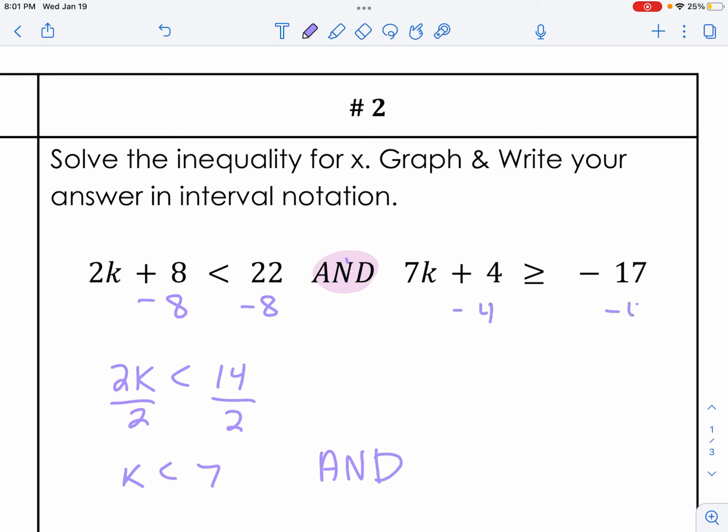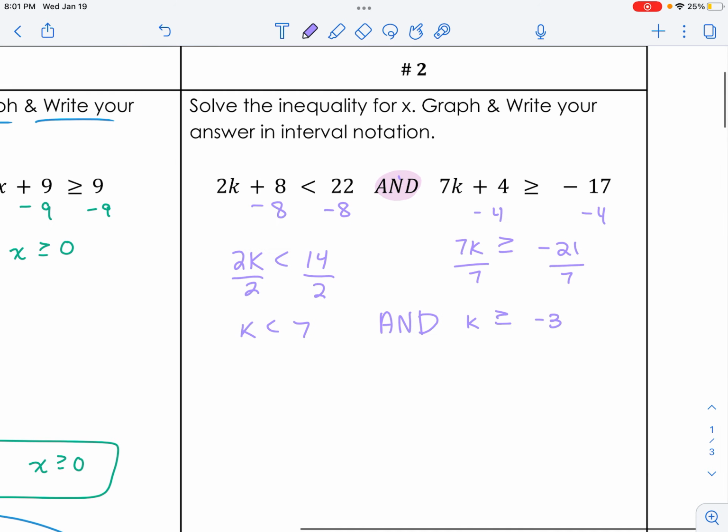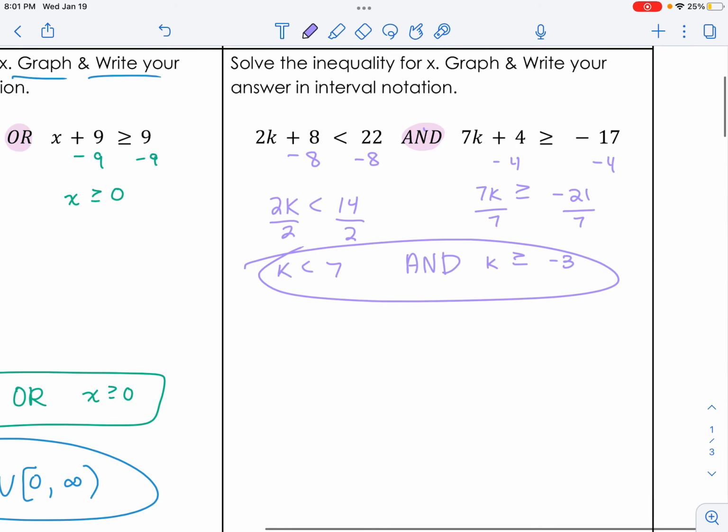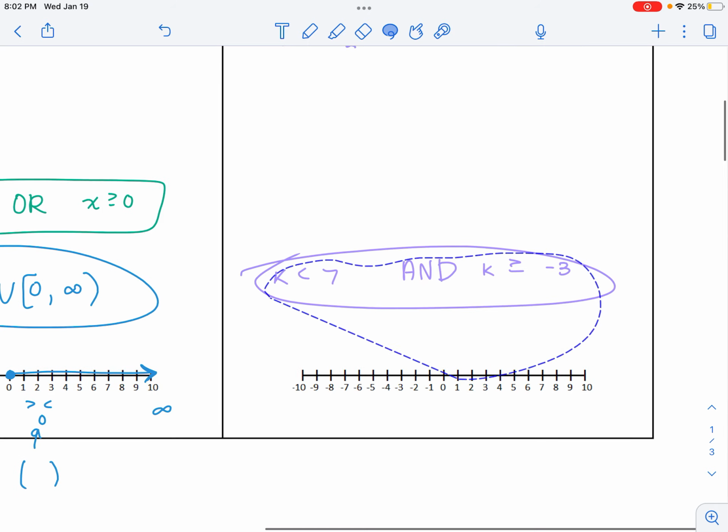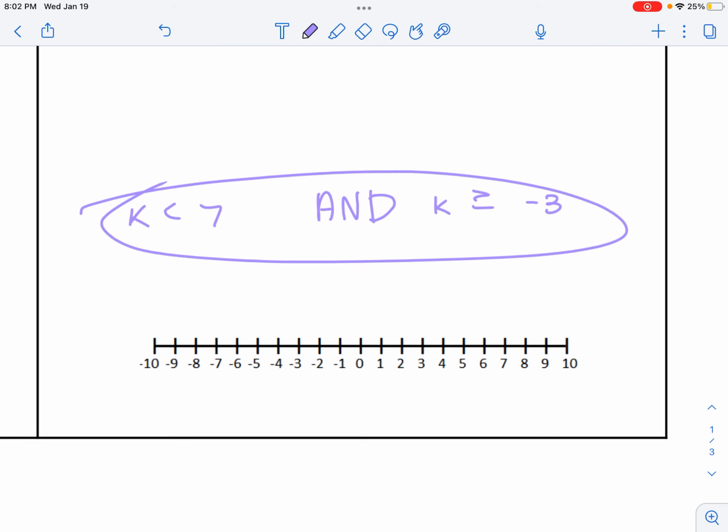Now I'm going to subtract 4 from both sides. I get 7k is greater than or equal to negative 21. Divide by 7 on both sides, so k is greater than or equal to negative 3. This, again, is a great place to be. I've solved my inequality. So what I'm going to do is drag that down with me because now I want to graph. And luckily they give you a spot to graph here.